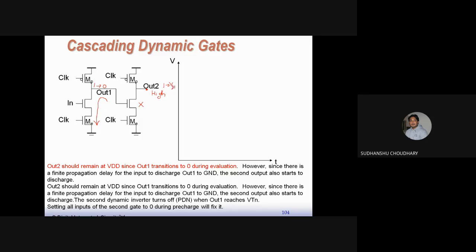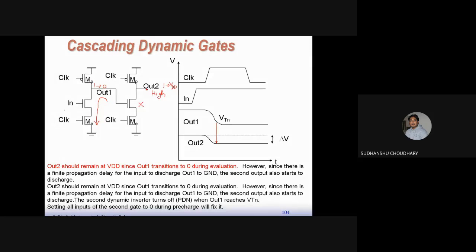So this is a problem here, that when out 1 makes a transition from 1 to 0, out 2 also starts discharging. This is because of the finite propagation delay of this network, that is the RC delay of this network. It has some delay. So because of that delay, out 1, that is tPHL, exists here, that is out 1 takes some time for discharging from 1 to 0. Because of that time taken by out 1 to go from 1 to 0, out 2 also starts discharging. So this is one of the problems in cascading such gates.